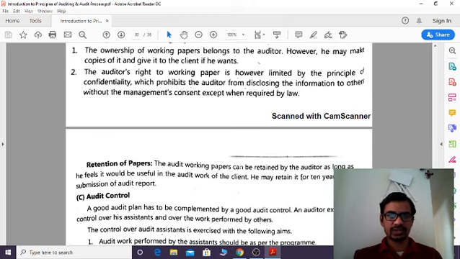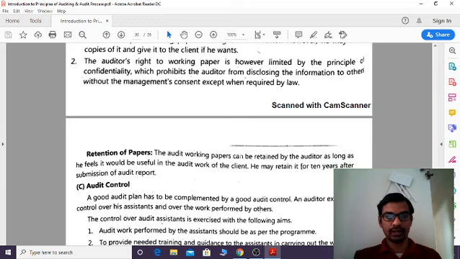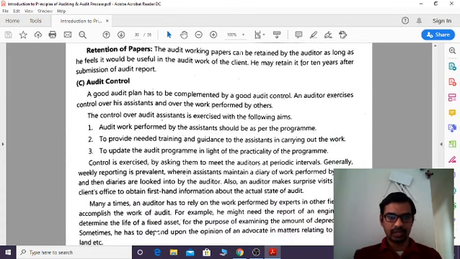The auditor's right to working papers is however limited by the principle of confidentiality, which prohibits the auditor from disclosing the information to others without the management's consent, except when required by law. So the auditor's right on the working papers is limited. Why? Because there is a principle of confidentiality that should not be violated by the auditor. Okay. And then retention of papers. The audit working papers can be retained by the auditor as long as he feels it would be useful in the audit work of the client.